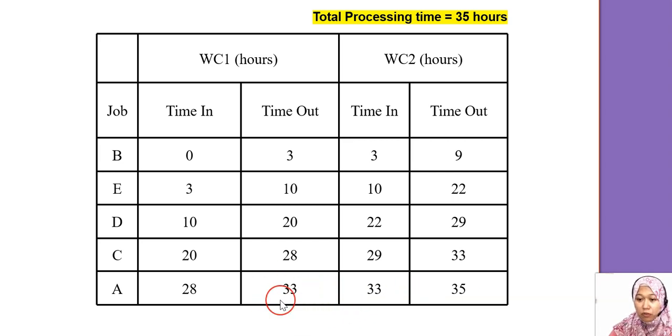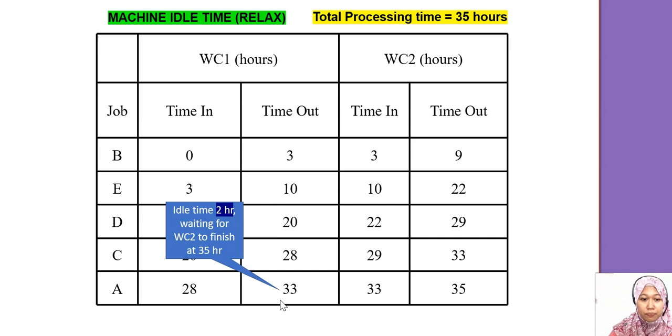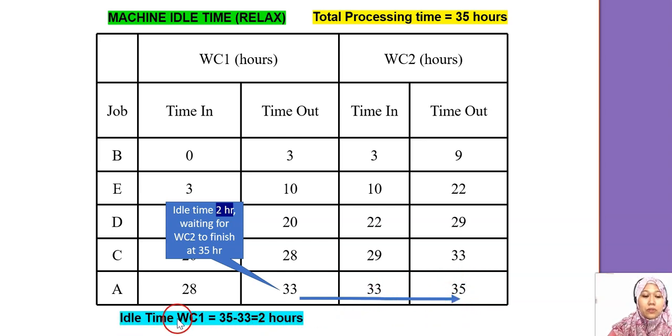So what is the idle time for machine 1? So machine 1 has 2 hours, okay? Because it finished at 33, but the total processing time is 35. So machine 1 has idle time of 2 hours, okay? Because it's completed at 35 for machine 2. So idle time for machine 1 is 35 minus 33, you get 2 hours. Okay, now let's look at machine number 2.